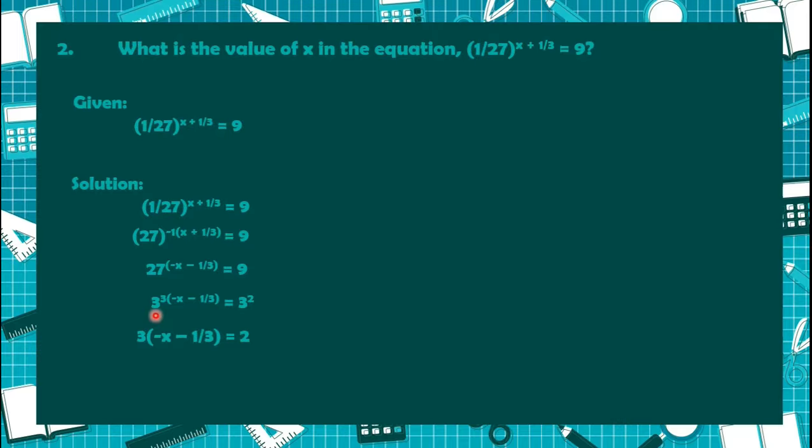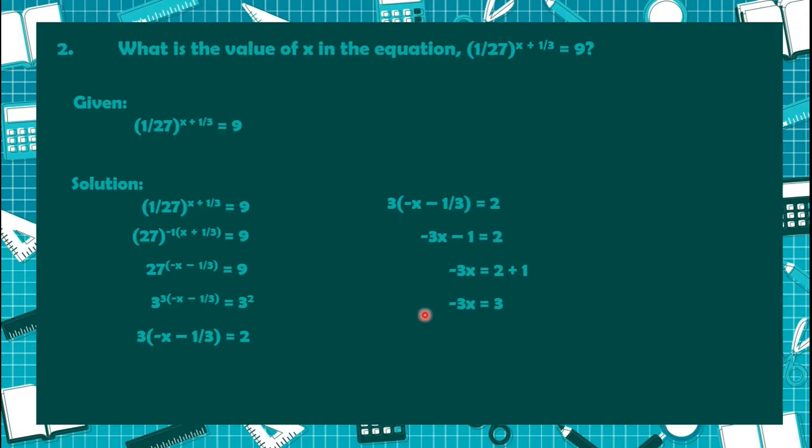Then we can cancel both bases, which is 3. Then we have the remaining 3 times -x minus 1/3 equals 2. Then 3 times -x equals -3x. 3 times -1/3 equals -1. So -3x minus 1 equals 2. Then we perform like terms, -3x equals 2 plus 1. Then we have -3x equals 3.